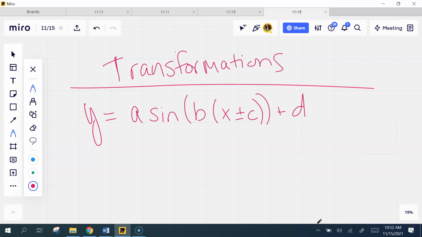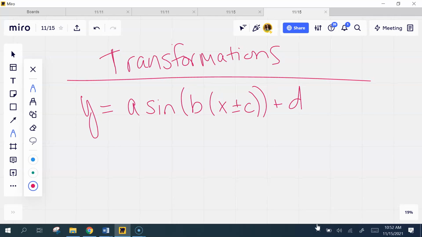I have a lot of variables in here. This could be sine, cosine, tangent, cosecant, secant, or cotangent. This would work for all 6 of your basic trig functions, yes.